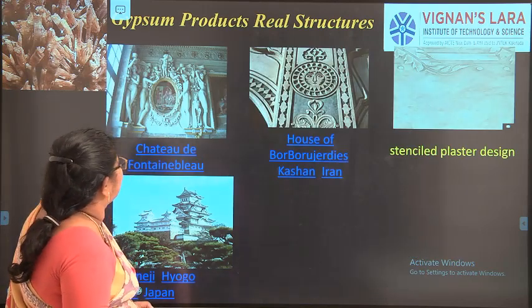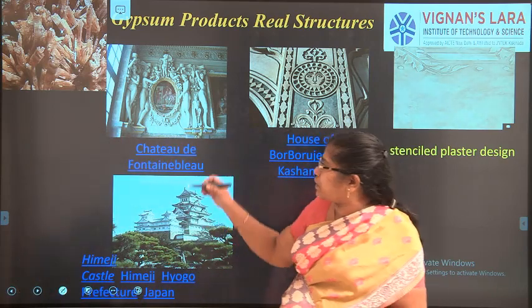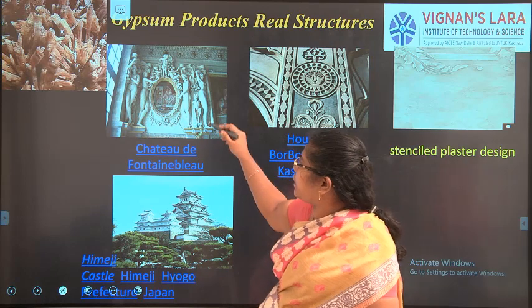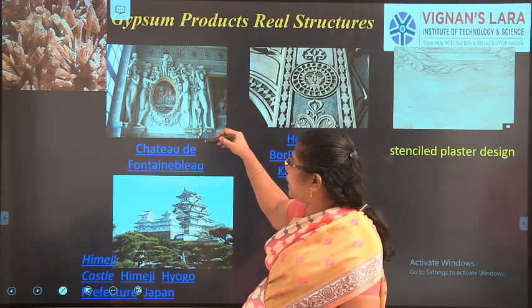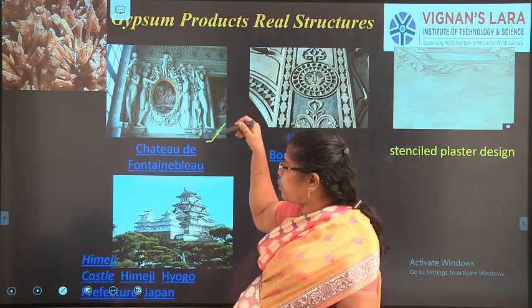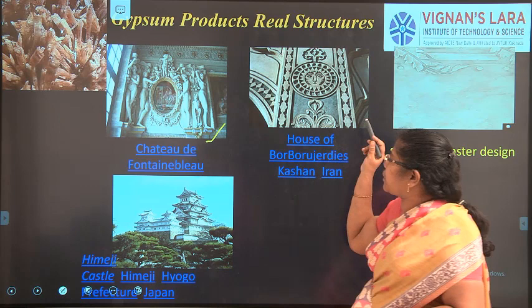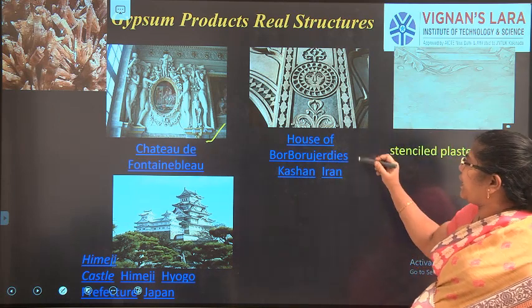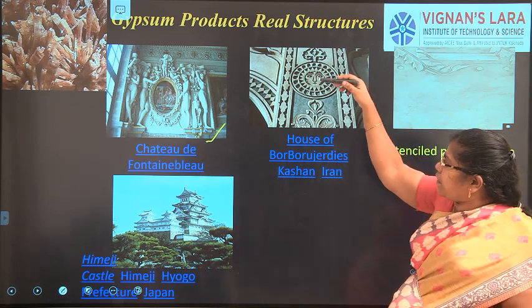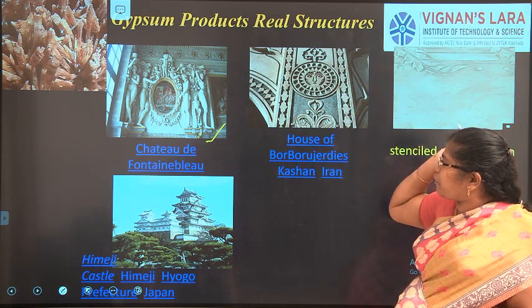You can see this is around the 17th century. You can see this sculpture was formed. This is one of the sculptures in the churches. It is a sculpture found in France. It is made up of plaster of Paris. Here it is used in a house in Iran. You can see this is a monument. It is also made of plaster of Paris.